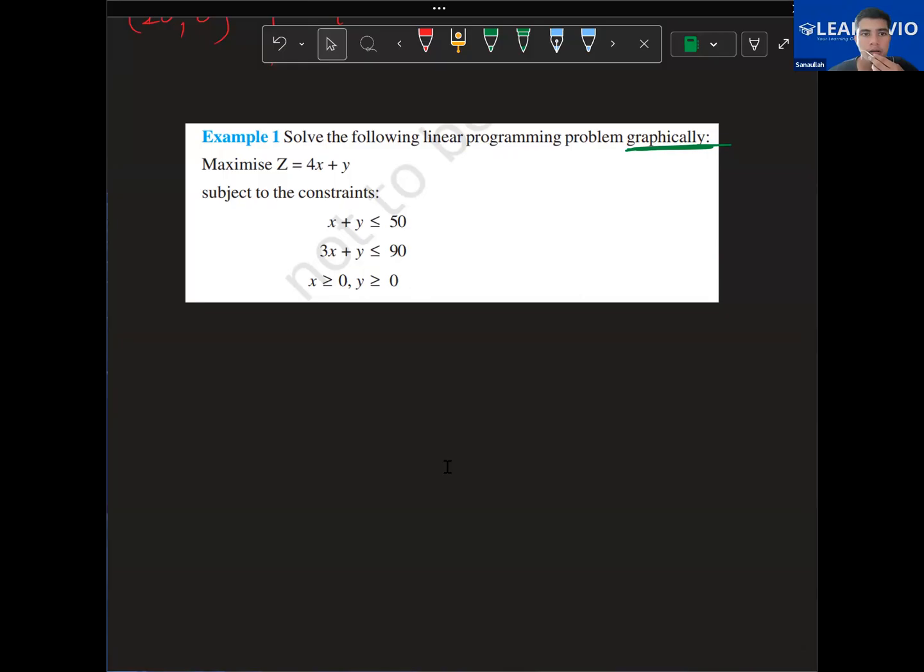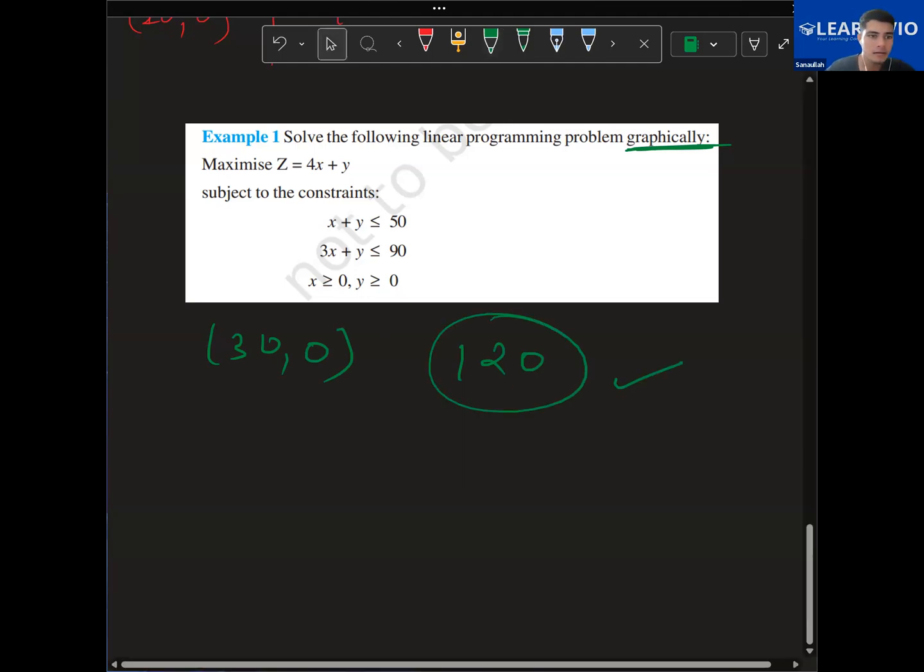Sir, 120 at 30 comma 0. Right, sir. आपका सही है अंजलिना? Yes, sir. Good. So graph must be like, ऐसा कुछ आपके पास ग्राफ आया होगा.